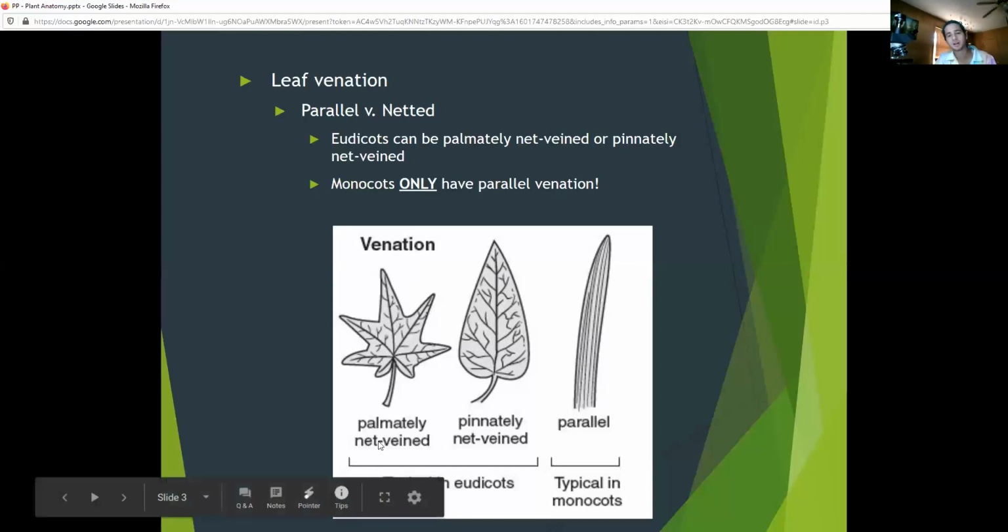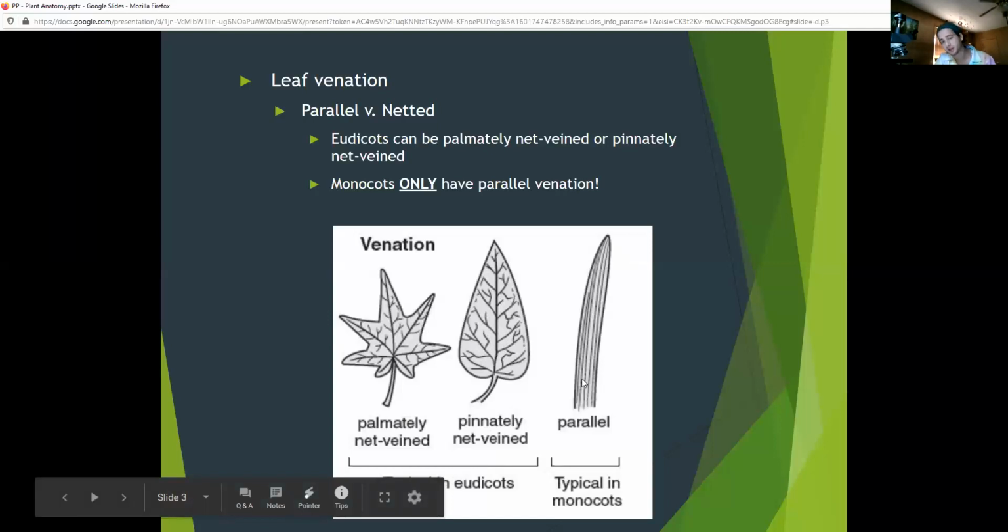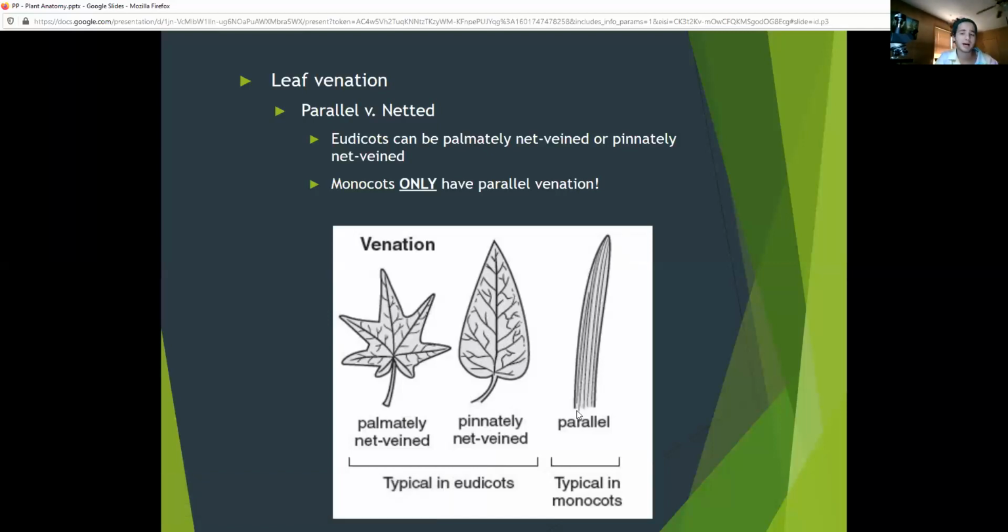So your eudicots will all have this type of leaf. When you look at a plant and it has net-like venation on it, you know that this is a flowering plant that produces seeds and possibly fruit. When you look at something with parallel venation, you know that you're looking at some sort of grass.